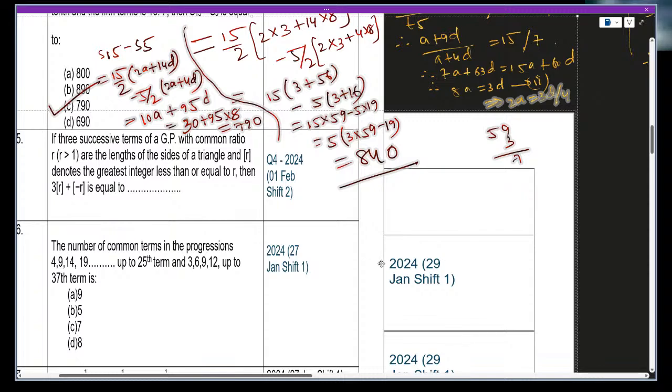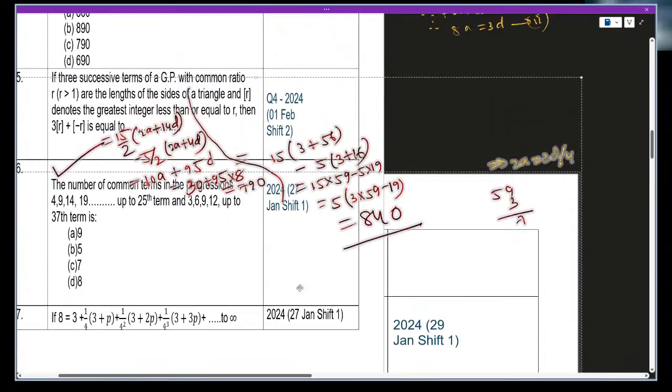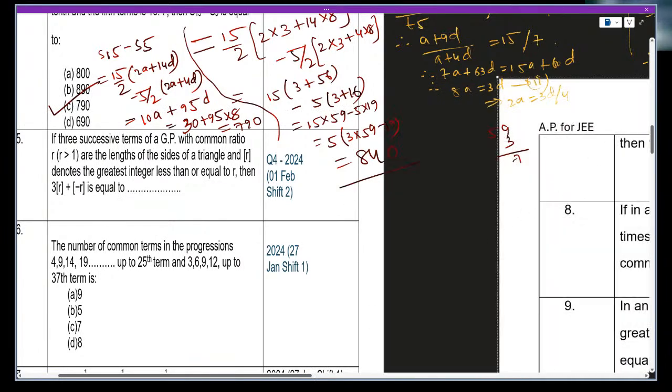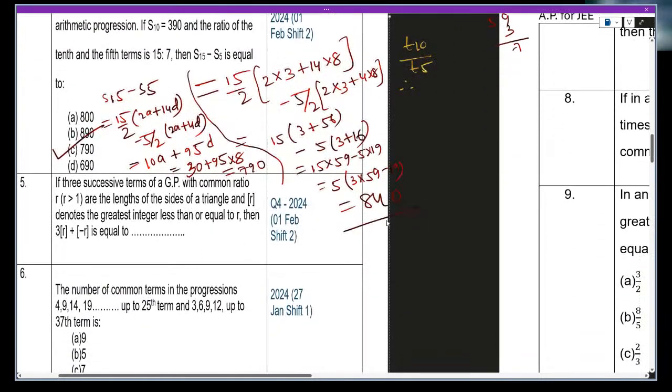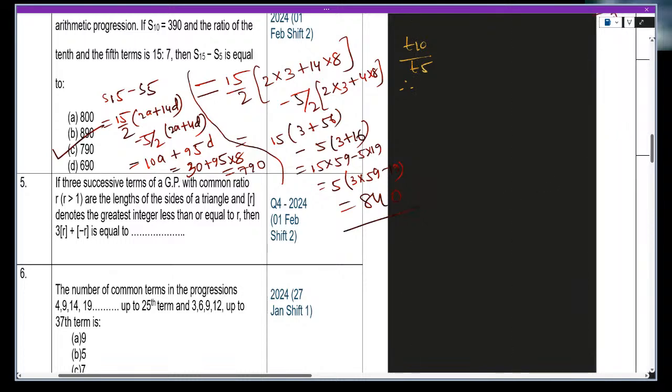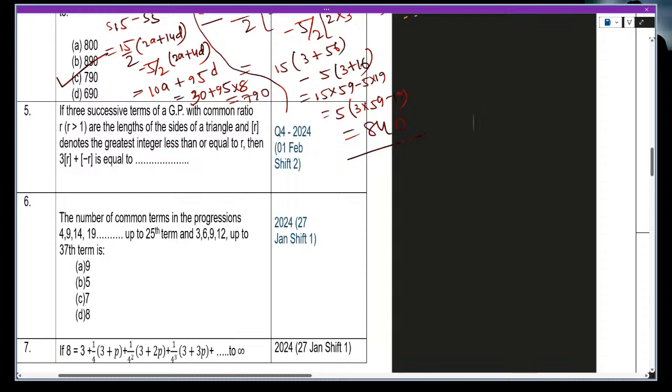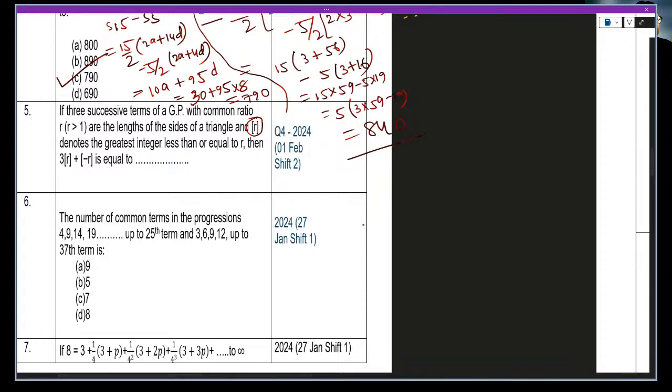Next one is very challenging. Solve it first. Next one means this number 5. Read the sum. Three successive terms of a GP with common ratio greater than 1 are the lengths of the sides of a triangle. And this one is what? Greatest integer function. You know it very well. This stands for greatest integer function. Then you have to find the value of this thing.